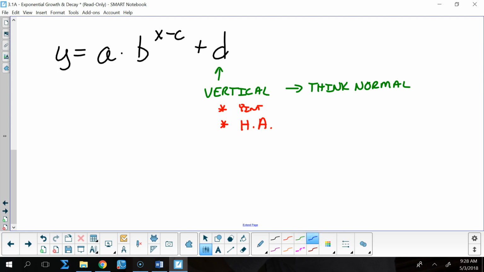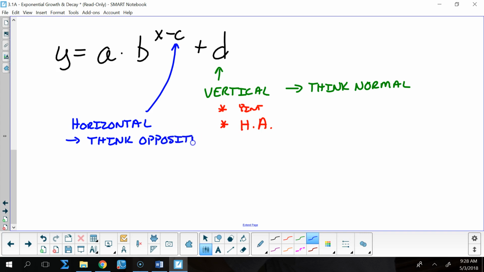C here is a different kind of a shift. It is my horizontal shift. And here on this one, we think opposite. So if it's minus 3, you should think I'm going to shift my graph 3 to the left, but no, it's thinking oppositely. We're actually shifting it 3 to the right. Okay?